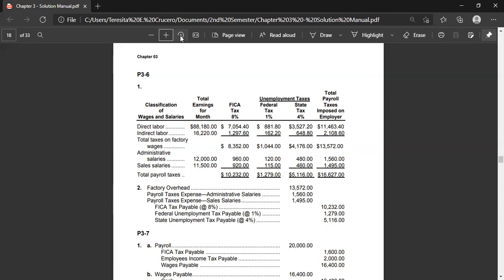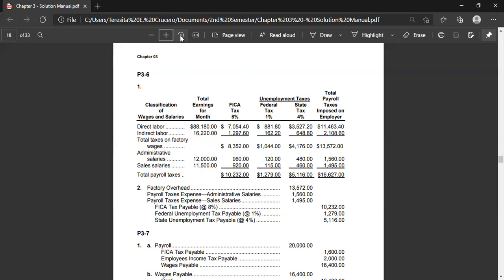So we have now the total taxes on factory wages. Then for administrative salaries are given, then we multiply by 8%, that's the FICA tax, by 1% for the federal tax, and so on. So we now get the total of the FICA tax and the other taxes, and we now get the total payroll taxes payable by the employer.